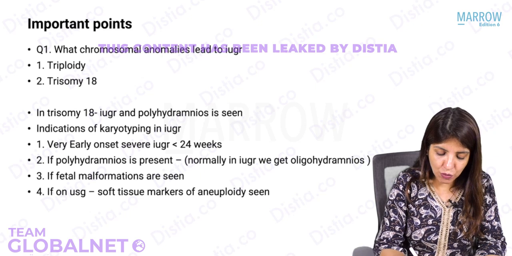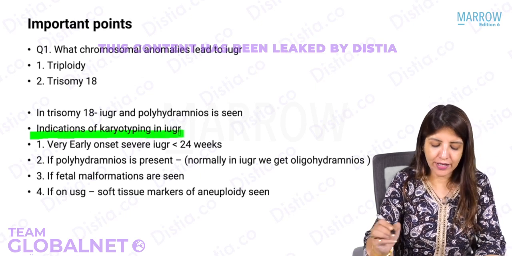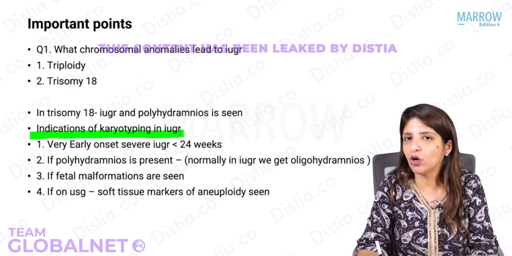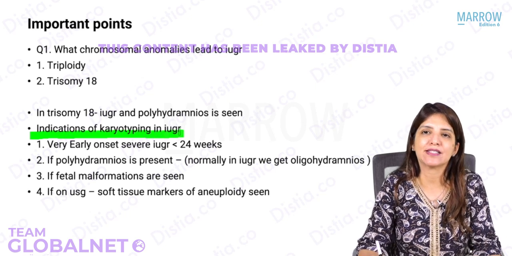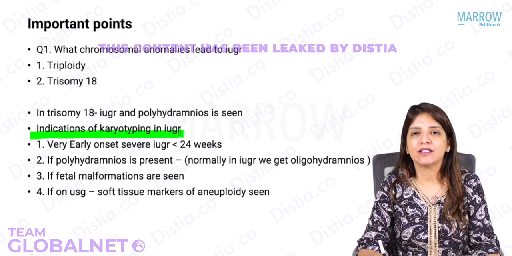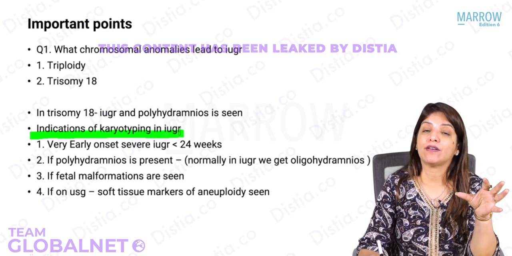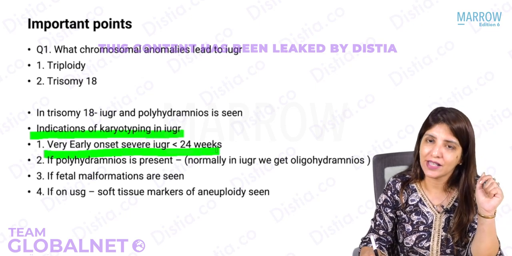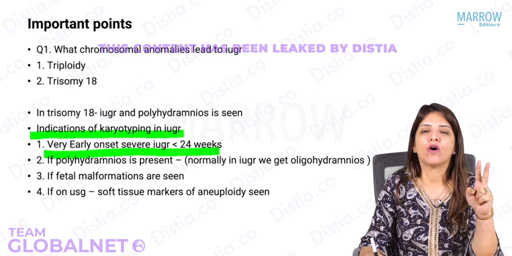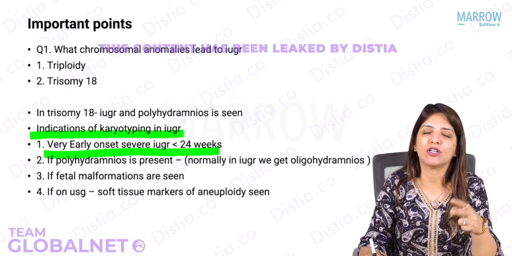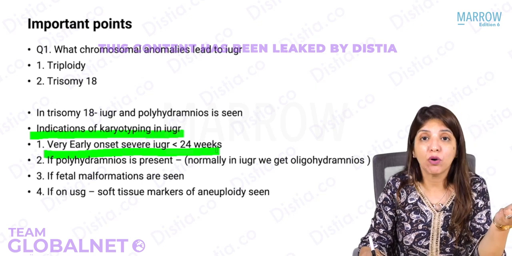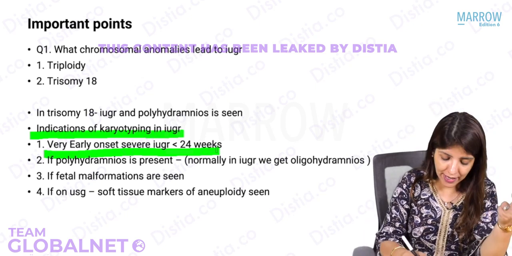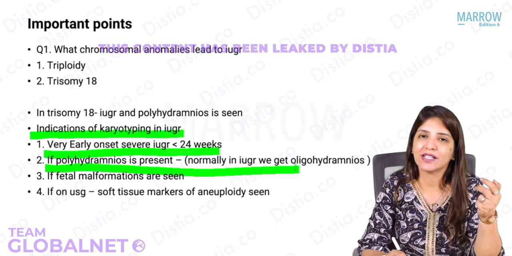So now if I ask you, what are the indications of karyotyping in IUGR? As I was telling you, early onset is defined as any IUGR happening at less than 32 weeks. If IUGR is happening much earlier, at less than 24 weeks, then definitely that is an indication for genetic testing. Number two, I told you, in case of trisomy 18, there is polyhydramnios along with IUGR. Normally, you get oligohydramnios. So if there is a case of IUGR with polyhydramnios, then again that's an indication for genetic testing.